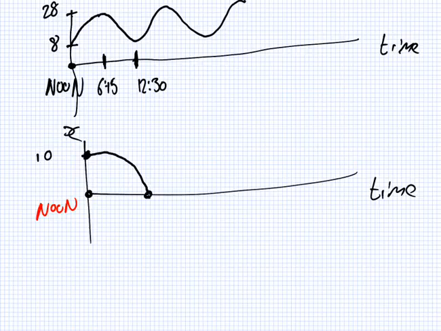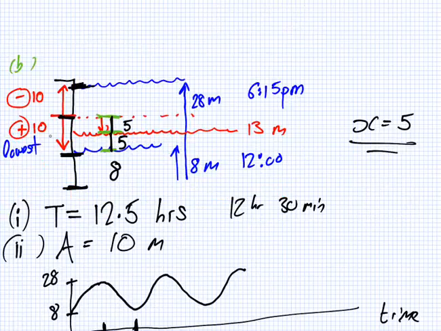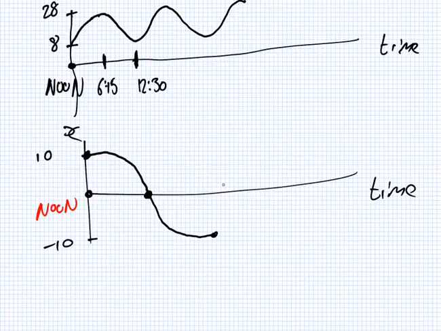I'm going to draw 2 graphs. The first graph is so I can get the marks, but the second graph is more useful. So at the beginning, at 12 noon, what's the height? It's 8. And then the height increases to 28, and then it will decrease down again, and it will go like this.